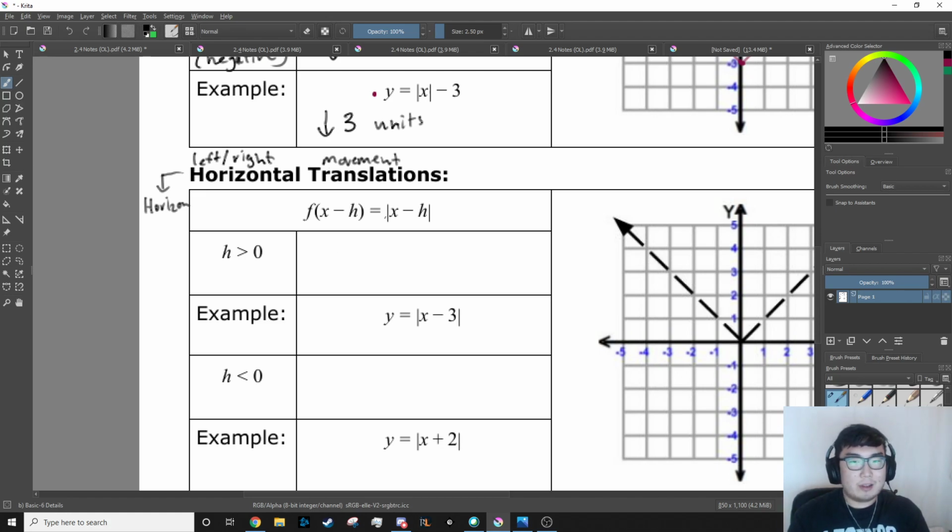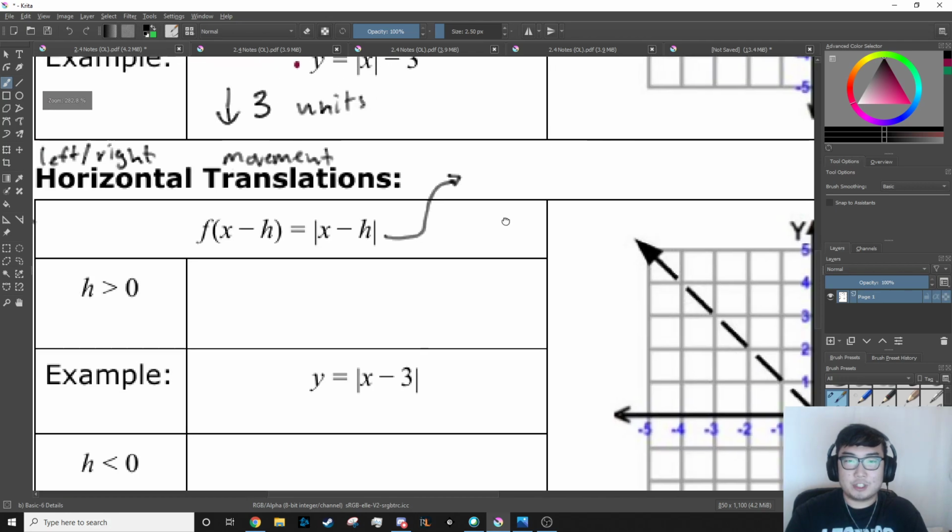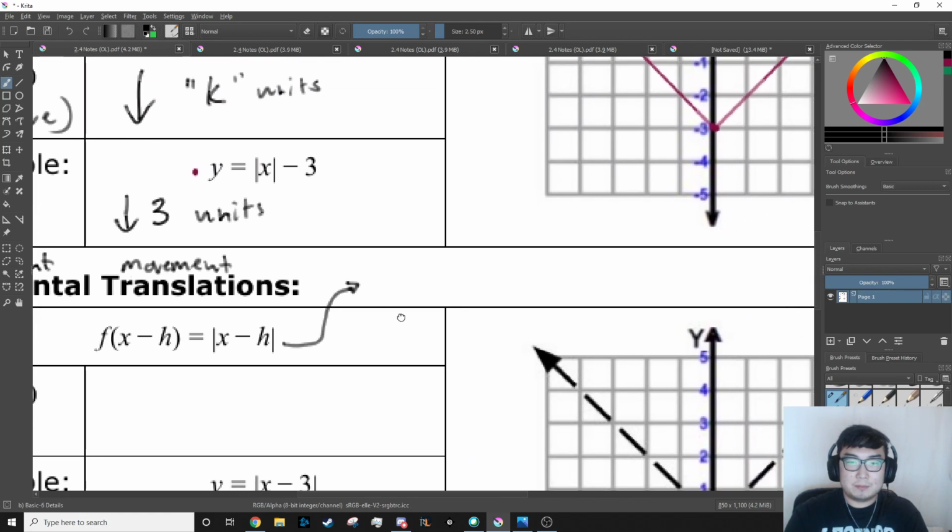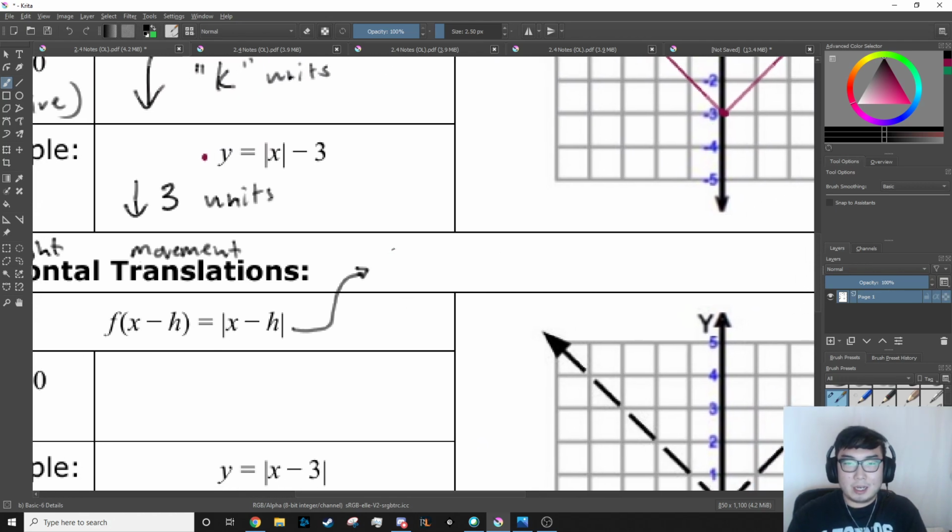And the way that it's written is kind of weird, and I want to write some special notes because this will be pertaining to most of our functions later in this year. And I want you to think of horizontal as, think of it opposite.